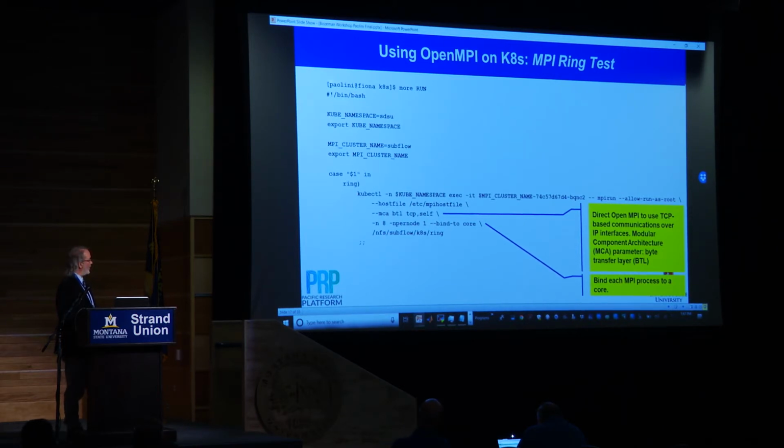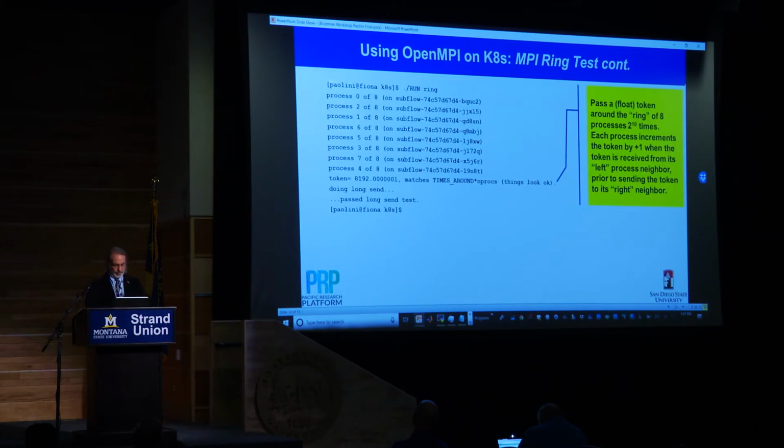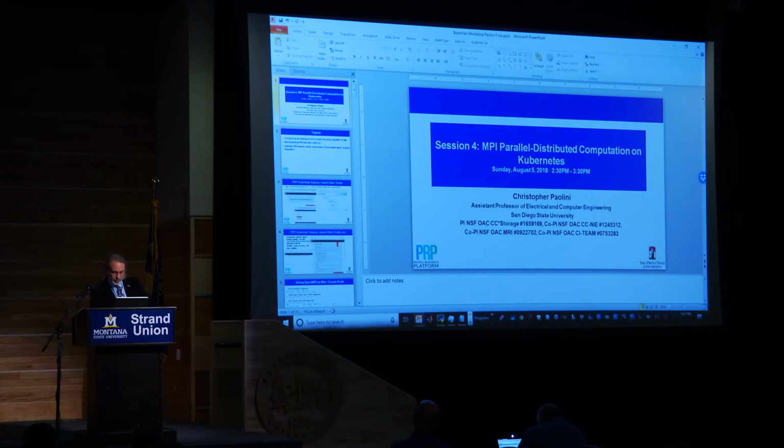So you have to use TCP for communication. You specify the number of processes you want per pod and the total number of processes invoked. Here we're going to invoke 8 processes, 1 per node, so one pod is going to run 1 process. You bind each of those processes to an available core, and then you specify the executable that you want to run. For example, I can run this for you now.